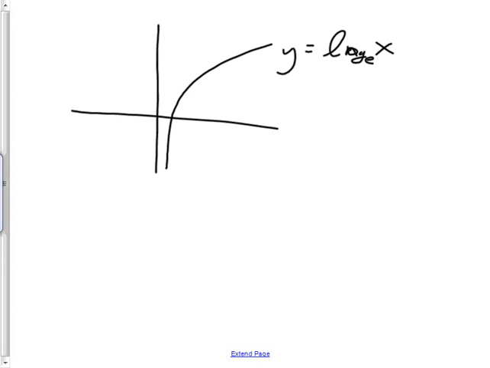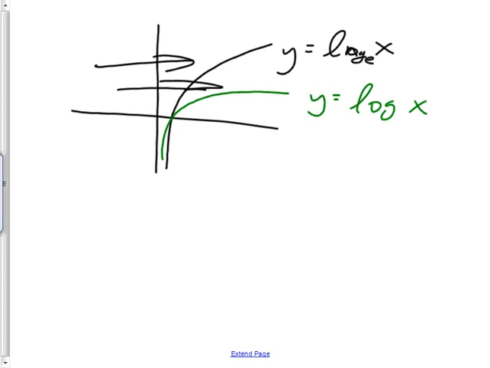Plain old log: if I write y equals log x, that means base 10, because I didn't say a base, so you assume 10. That one's much more steep. It goes like that. All right, now a log is really just a tree that's been blown over in the wind. It's sort of like it was really windy, see? And these got blown over. Anyway, those are log graphs.